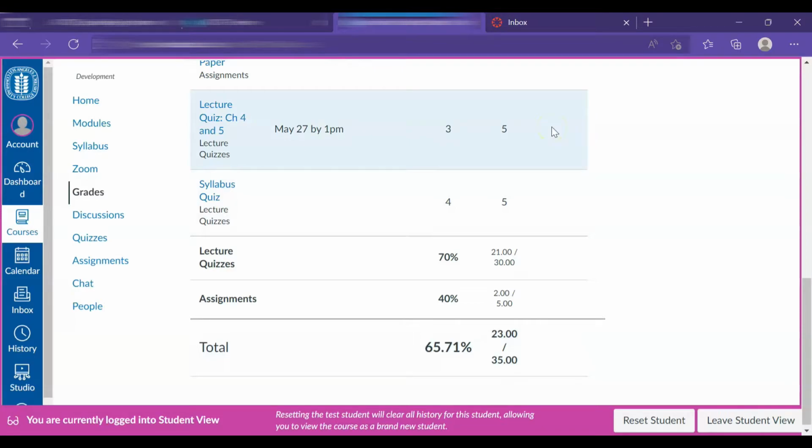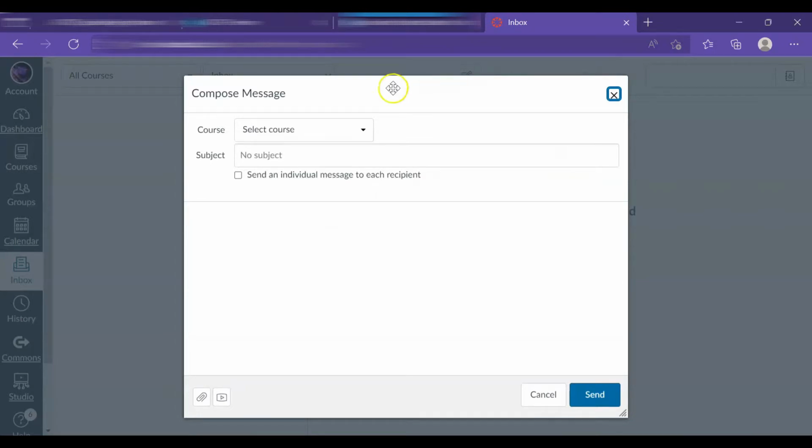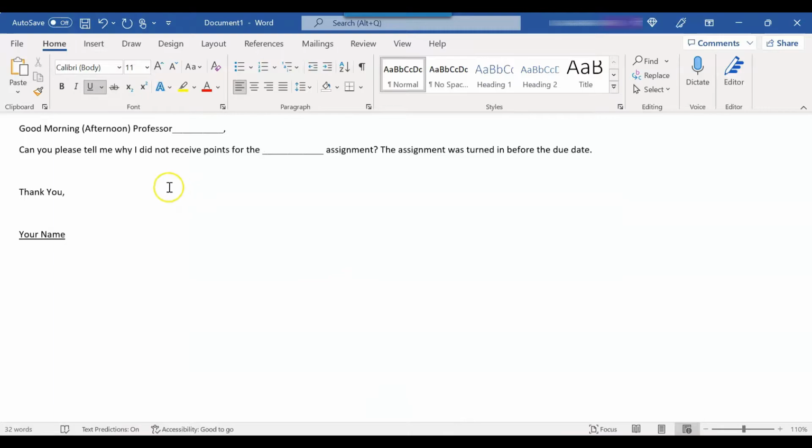If a grade is missing and you know that you turned in the assignment, send your professor a message. Click Inbox, click the pencil icon, select the course, type the recipient's name, enter the subject, type a message. This is a sample message. Good morning, Professor. Can you please tell me why I did not receive points for the assignment? The assignment was turned in before the due date. Thank you, and include your name.